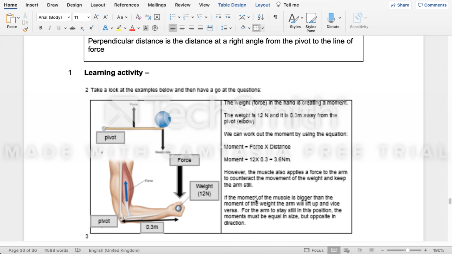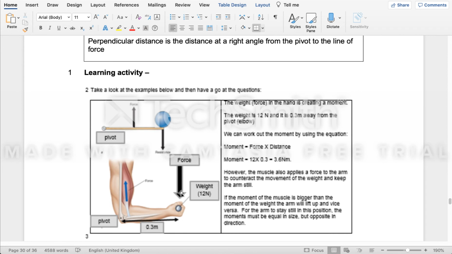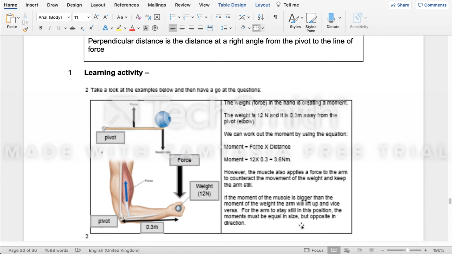So if the moment of the muscles is bigger than the moment of the weight, then the arm will lift up. If this force going up is bigger than this, then the weight will go up. And vice versa, if the weight was bigger than this force going up, then the weight would go down. So for the arm to stay still in this position, the moments must be equal in size. So this force going down and this force going up has to be equal.